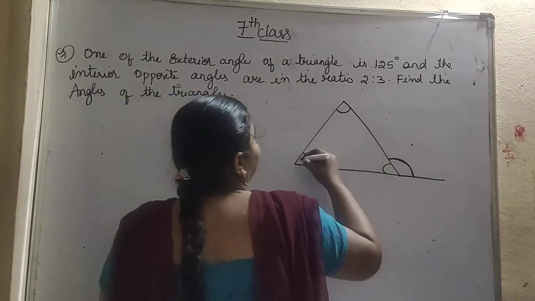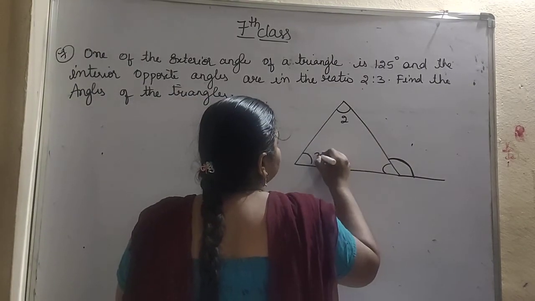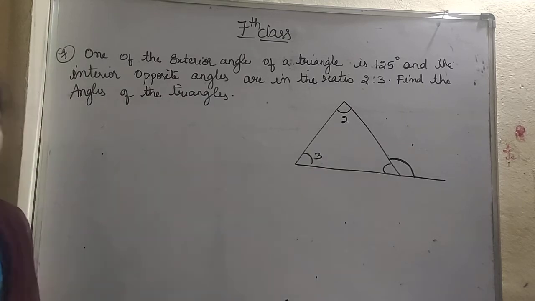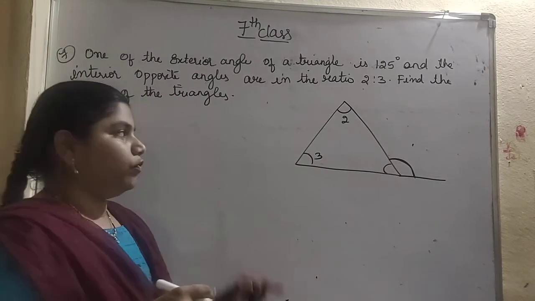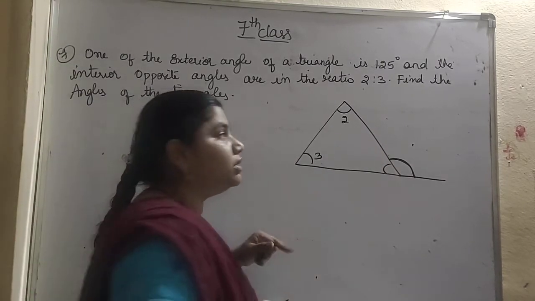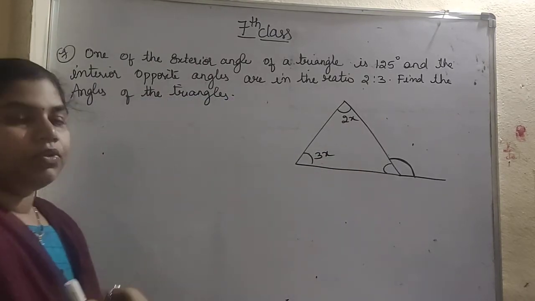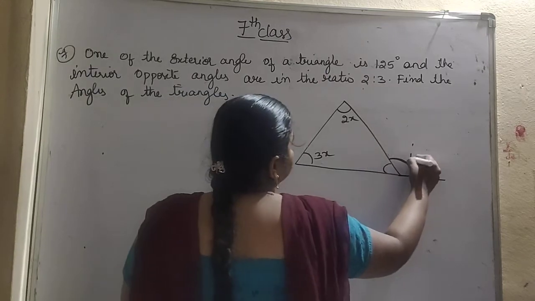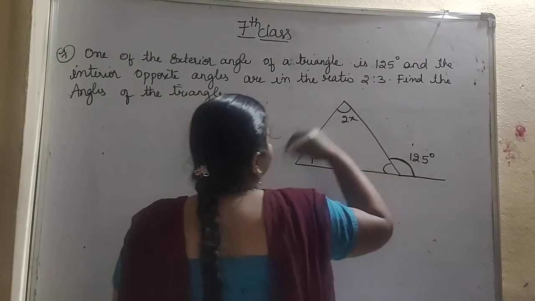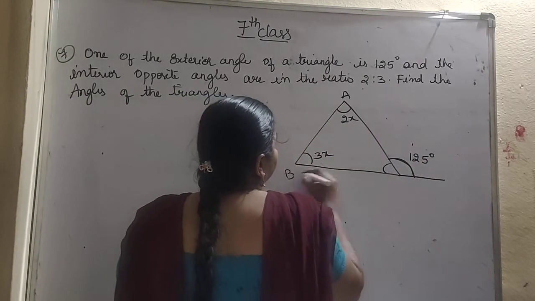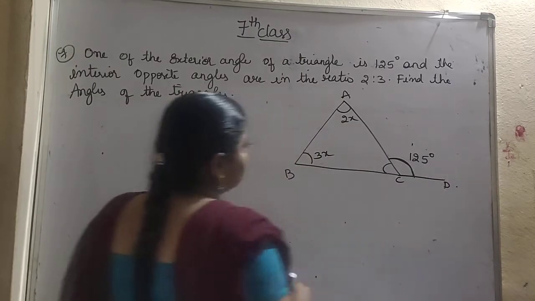So the interior angles, how much is here? 2 ratio and this is 3 ratio. Ratio is nothing but the result will be in the form of 2 multiples and 3 multiples. So we can take them in the form of 2x and 3x. Okay, and the exterior part is how much? Exterior part is 125 degrees. So this is A, B, C and taking this as D.